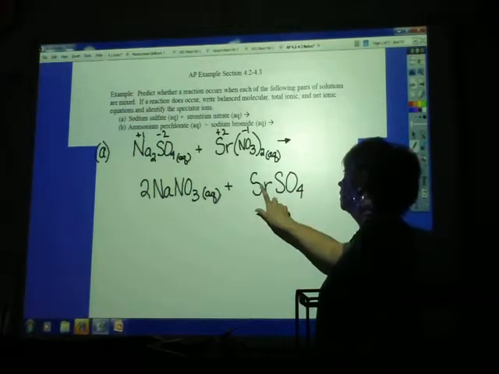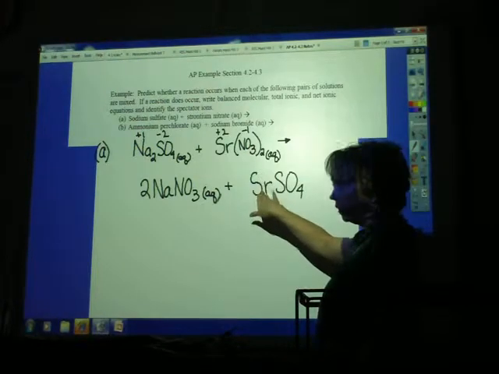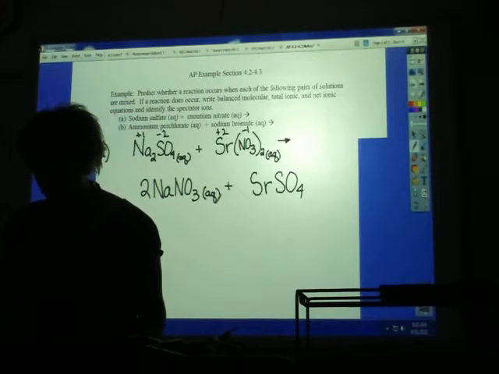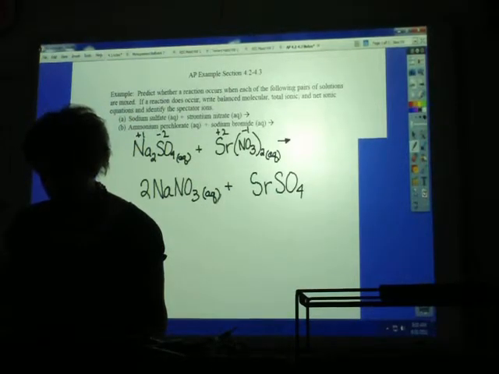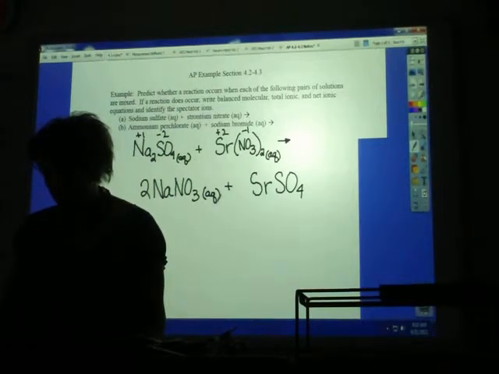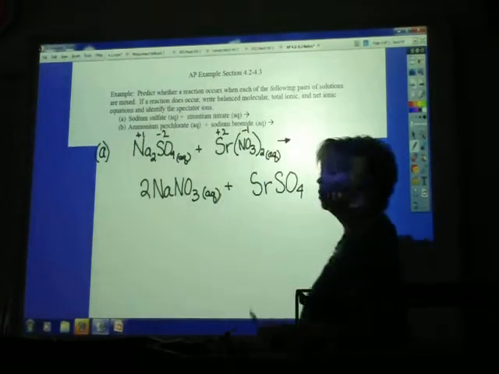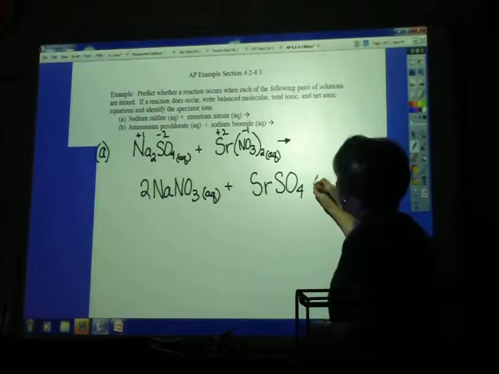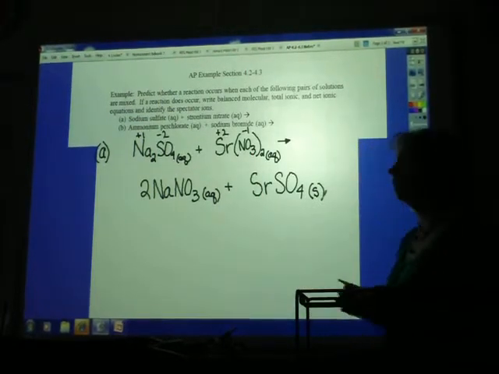So I'm stuck on this one. I need something about strontium or alkaline earth metals, or something about sulfates. So I keep going. Rule number 2 says all ammonium salts are soluble. I don't have ammonium. Number 3, all salts containing the anions nitrate, chlorate, perchlorate, and acetate are soluble. That doesn't apply here. I look at 4 and it doesn't apply. 5, I've got sulfates, so I think I'm on to something here. All sulfates are soluble except lead, strontium, and barium. So I have an exception here. All sulfates are soluble, but not this one. So that means it's a precipitate, which means it's going to come out of solution as a solid.